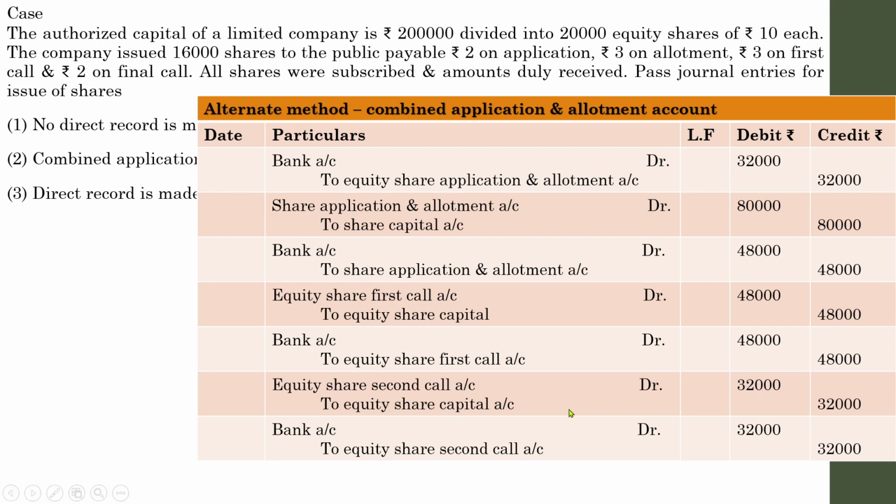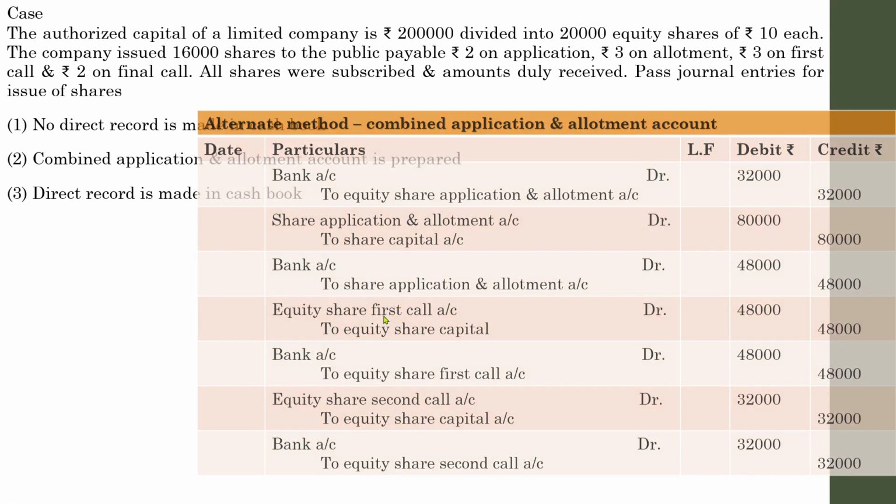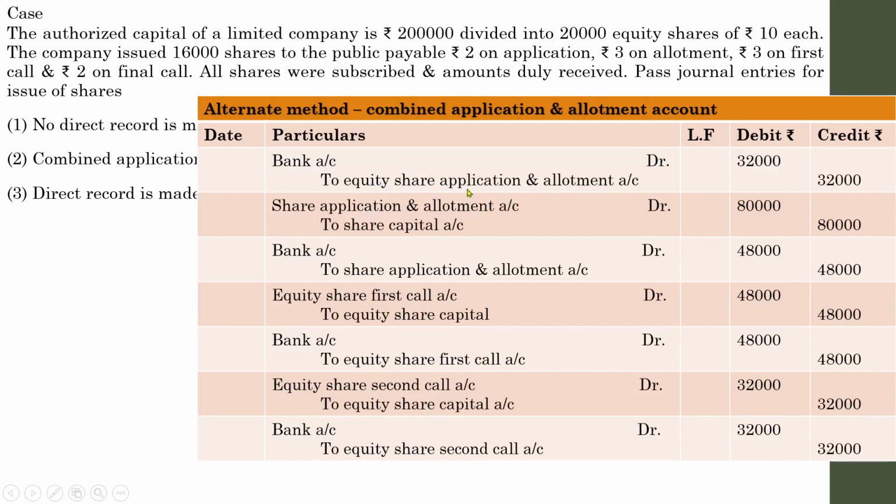So we have successfully completed the second case, that is when the combined application and allotment account is prepared. So this is how you have to prepare. If there are no other adjustments specifically mentioned in the question, all the entries will be like this, whatever the case may be. Even if the amount is the same or different, the entries will be the same if there are no special adjustments mentioned in the question.